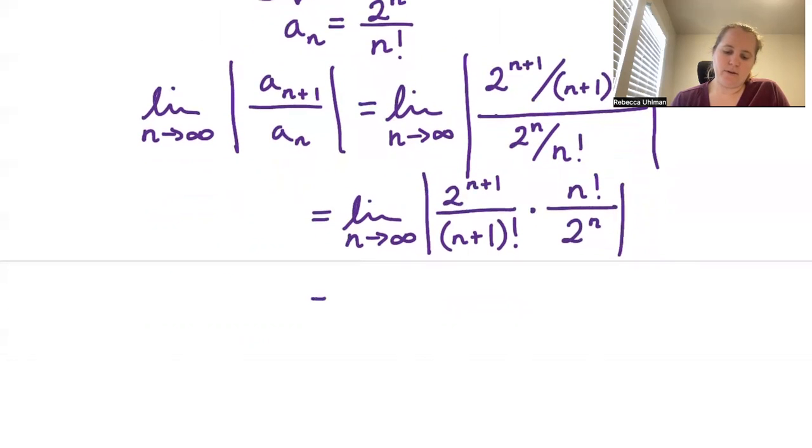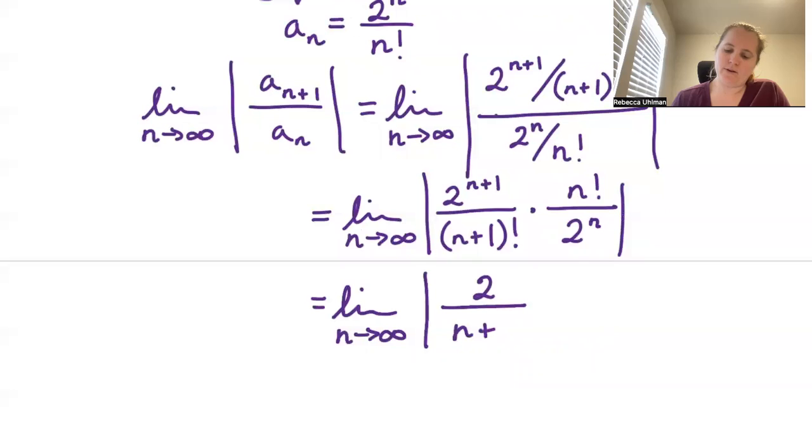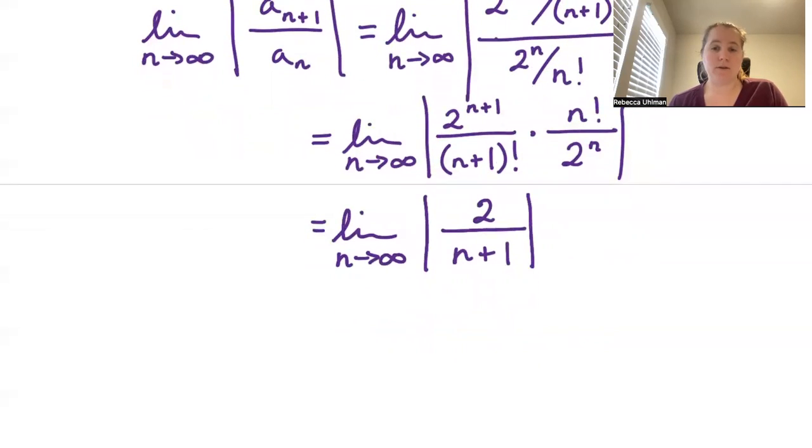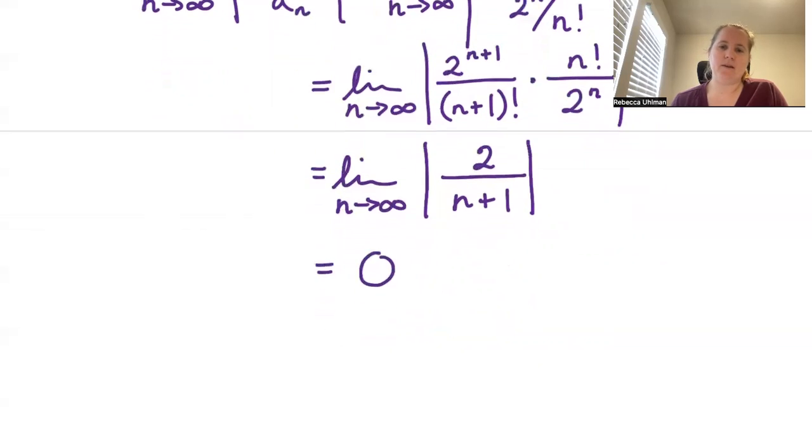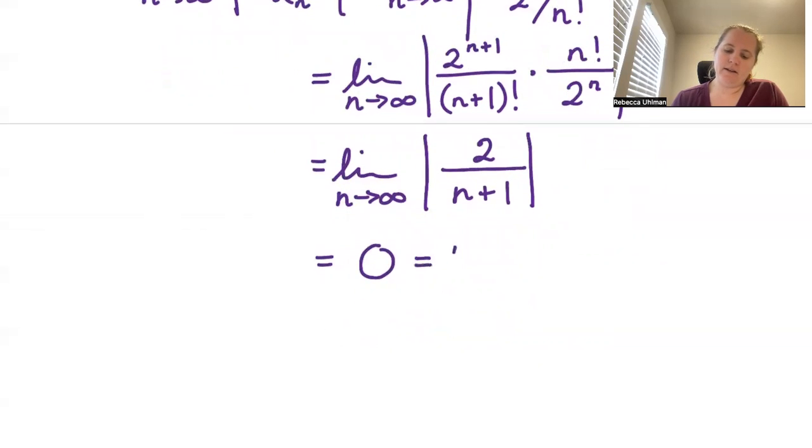And we have the limit as n goes to infinity. We'd be left with a 2 up top and an n plus 1 down below. As this goes to infinity, the denominator is going to infinity while the numerator is held constant. So this limit should equal 0. So this is our L.